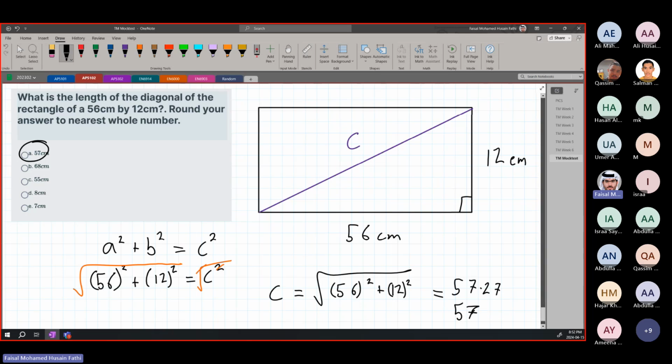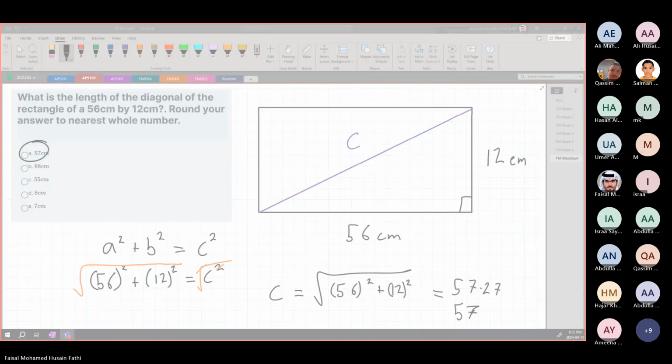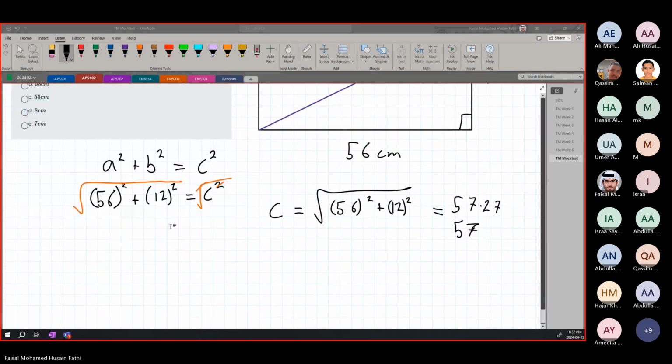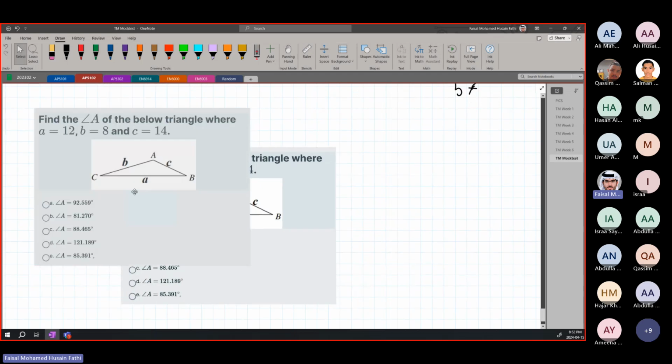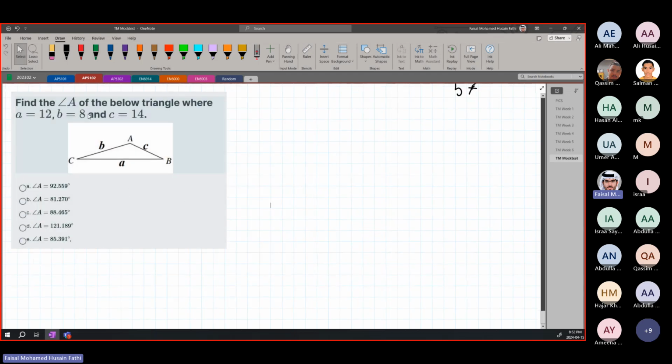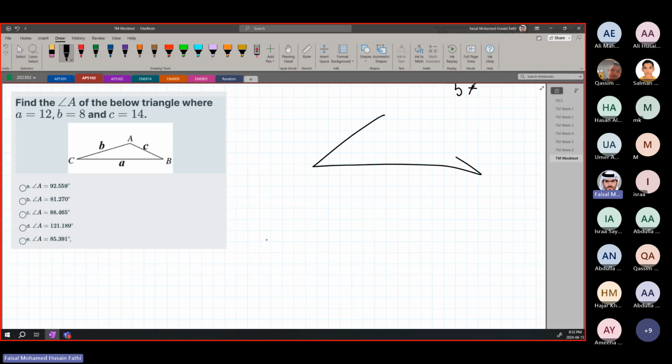Going on to the next question, question 16. Now, I'll take it a bit slow here with this question. So we have a triangle here. We have a triangle of this shape.